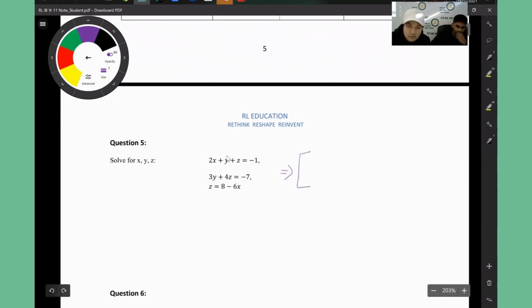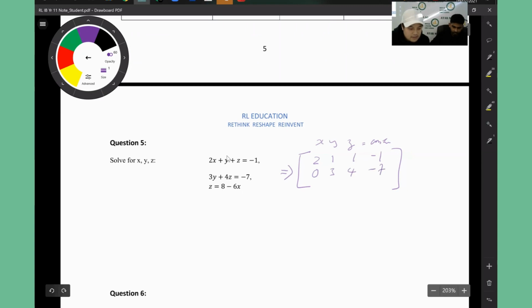Yes, first it must be in order: X, Y, Z, constant. Variable, so a constant. So which means 2, 1, 1, minus 1. You don't need to put an equal sign. And then for this one, be careful, you don't have X. So 0, 3, 4, minus 7.